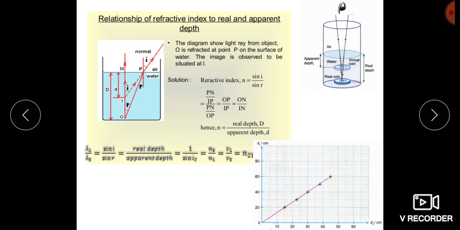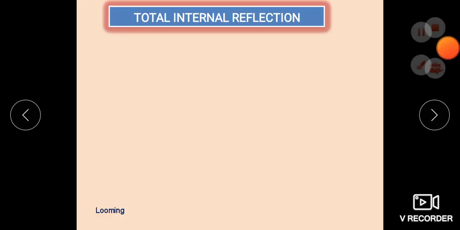When we draw the graph of real depth to apparent depth, what kind of graph do we get? We get a linear graph, a straight line passing through origin O. The slope of the graph always gives us the refractive index. The real depth and apparent depth are in direct proportion, always directly proportional to each other, and the constant of proportionality is nothing but the refractive index. So we get a linear graph. You can do this experiment if you are interested.